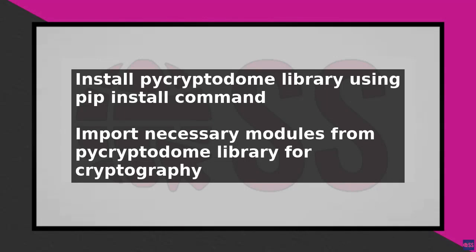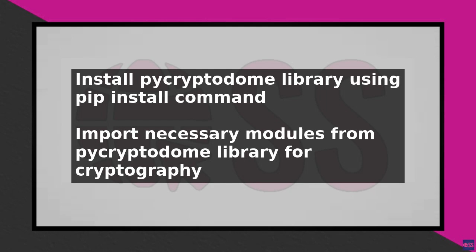To import crypto in Python, you need to have the necessary libraries installed. The most commonly used library for cryptography in Python is pycryptodome. You can install it using pip by running the command pip install pycryptodome in your terminal.